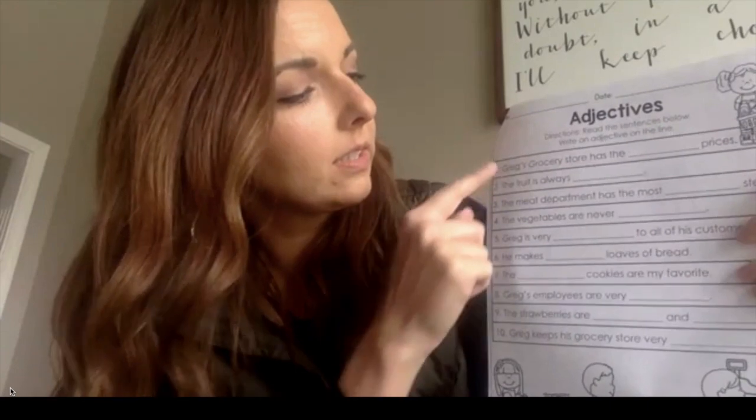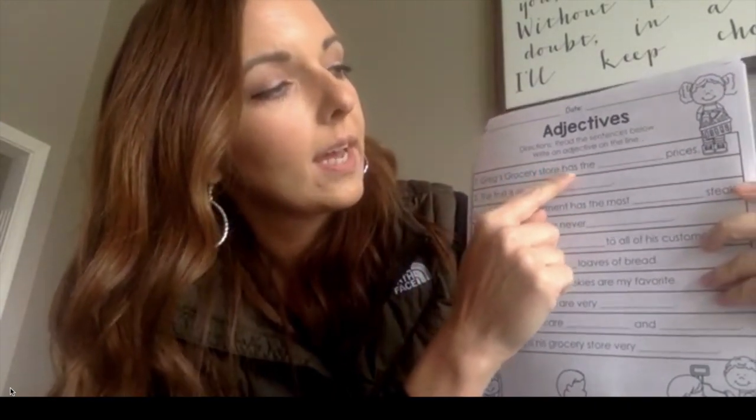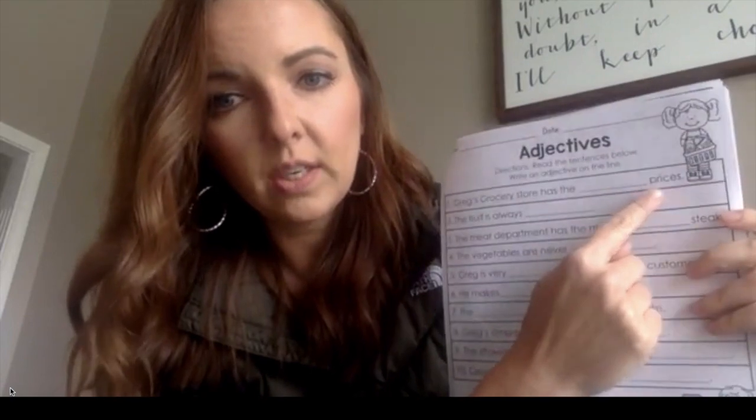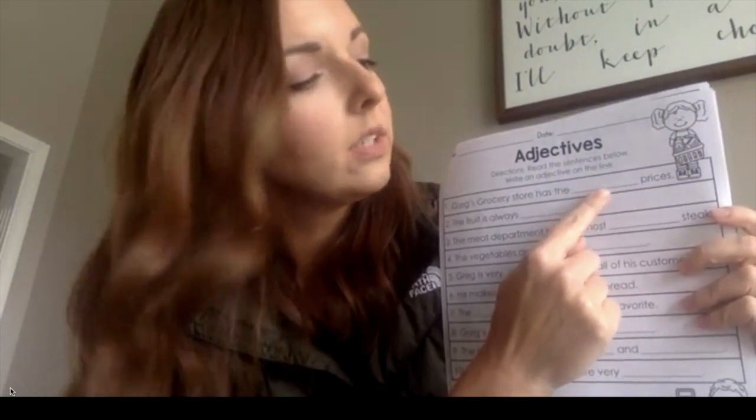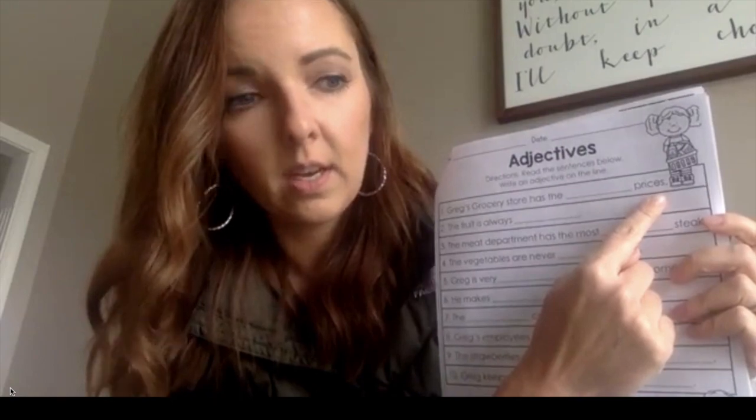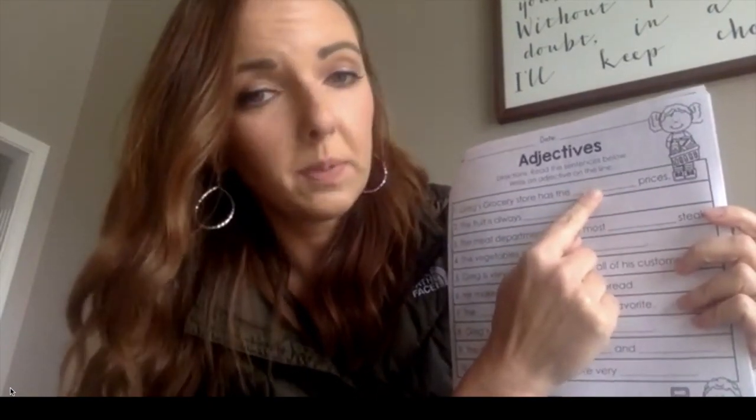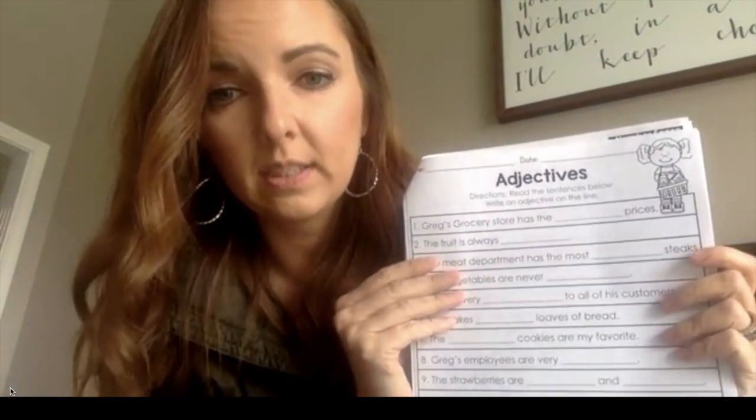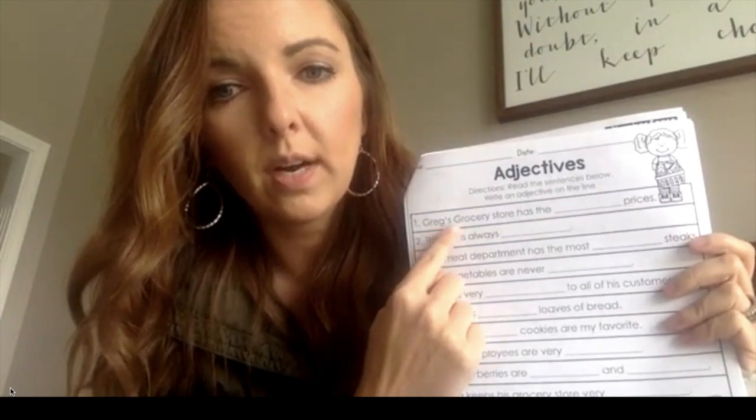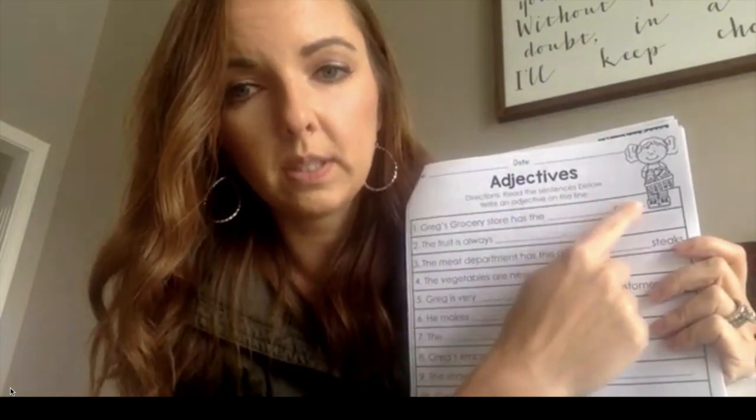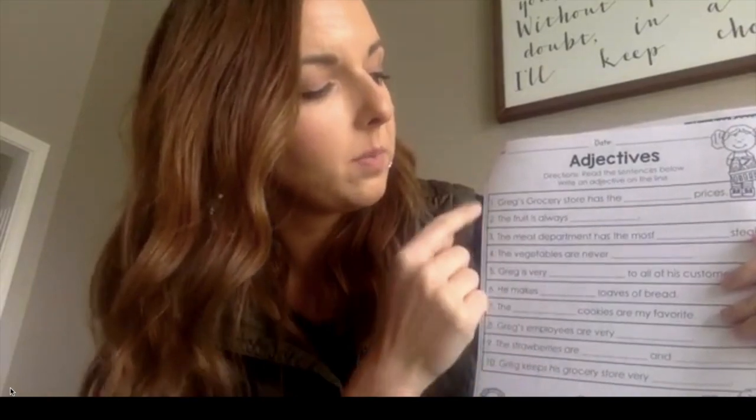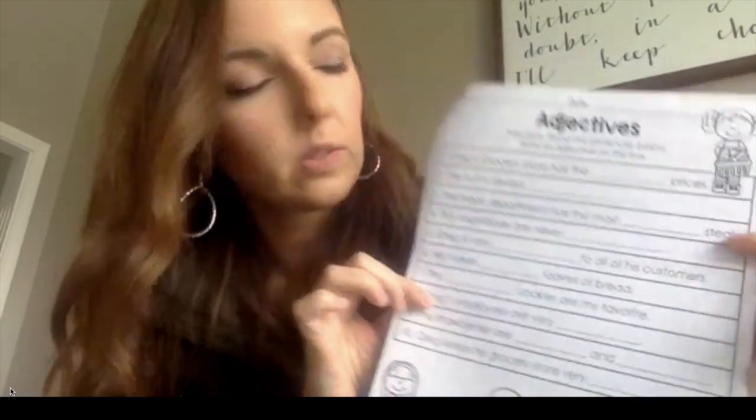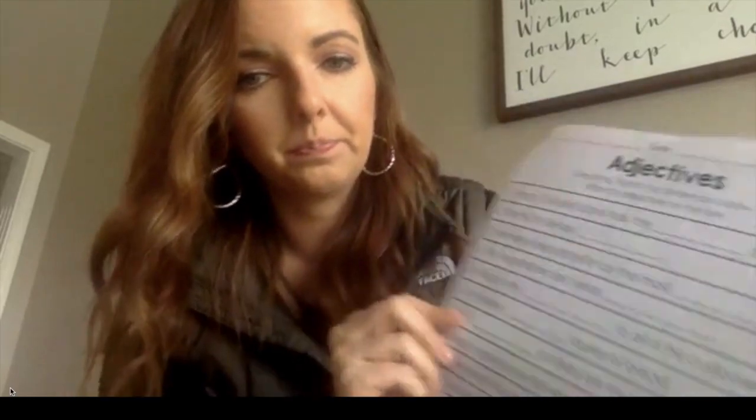So our first sentence says, Greg's grocery store has the blank prices. You're going to have to come up with a word right here that's an adjective that's going to describe those prices. Are his prices the cheapest prices, or are they the most expensive prices? So you might put in this blank, Greg's grocery store has the cheapest prices. Or another example might be, Greg's grocery store has the best prices. Any adjective that will work in those blanks so that those sentences make sense.